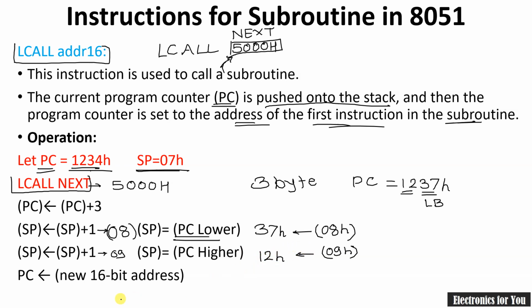In this way the program counter value, that is 1237H, is stored at 09H and 08H respectively. Further, the new address of the PC, which is nothing but 5000H, is loaded, and therefore the program counter will be modified to the new value, that is 5000H here. So this process is executed after the LCALL instruction.